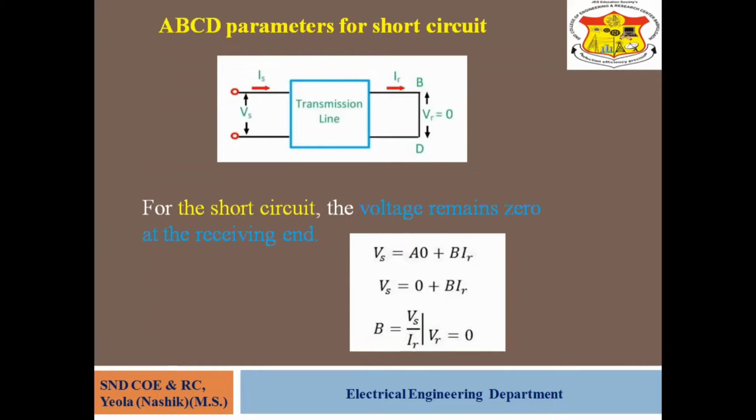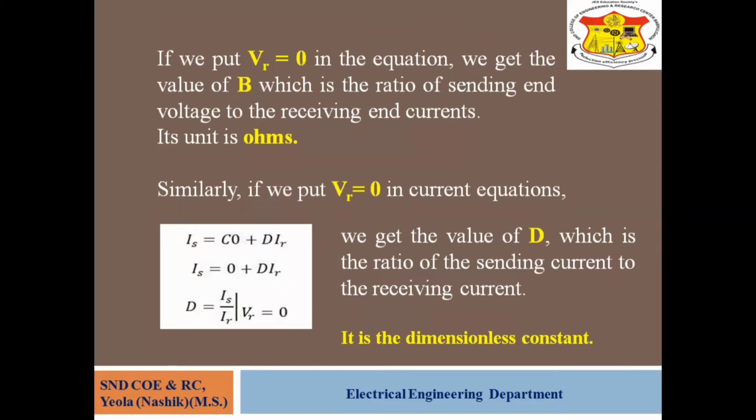The ABCD parameters for the short transmission line. Here, the receiving end is short circuited. When the receiving end is short circuited, the voltage VR becomes 0, and only current is flowing through this closed circuit, with sending end voltage Vs and sending end current Is. For a short circuit, the voltage remains 0 at the receiving end. So Vs equals A into 0 plus B into IR, so Vs equals 0 plus B IR. So the value of the B constant is equal to Vs by IR at VR equal to 0.